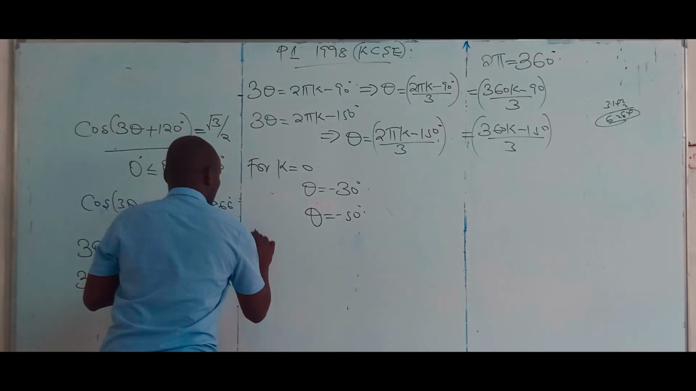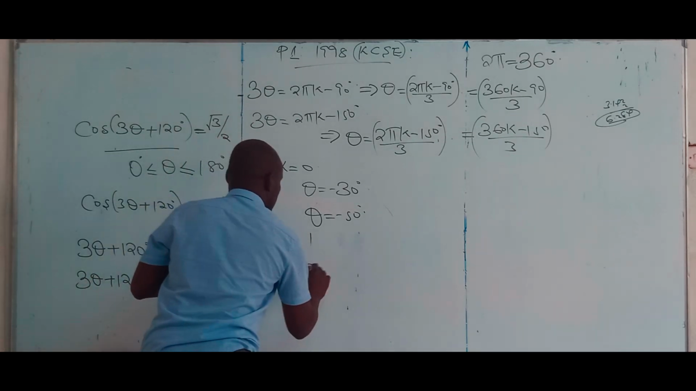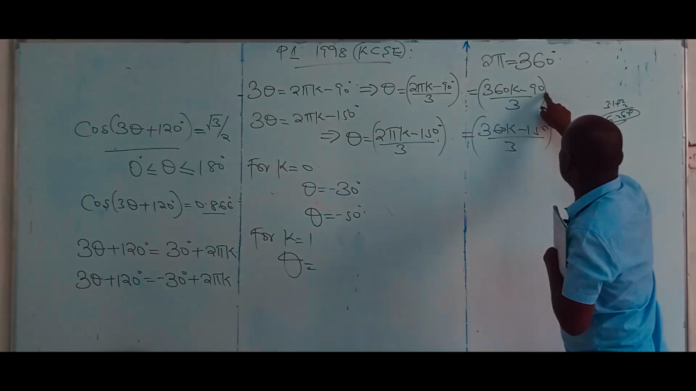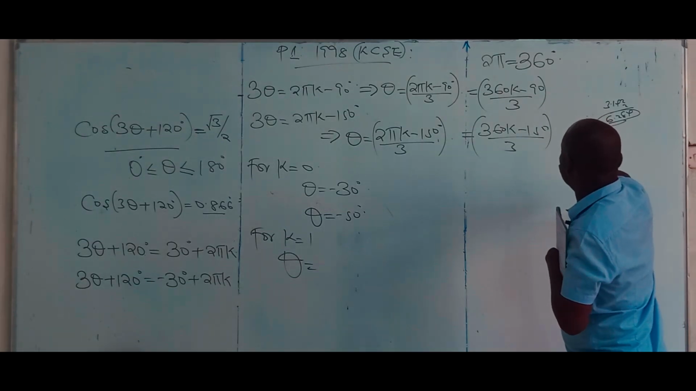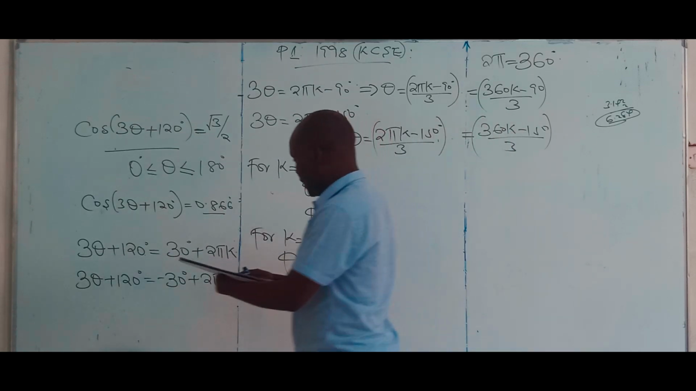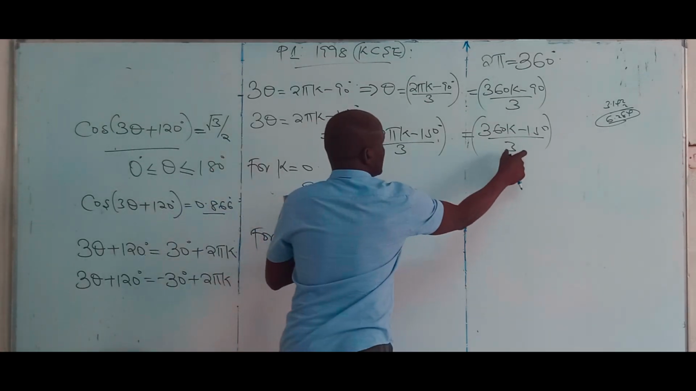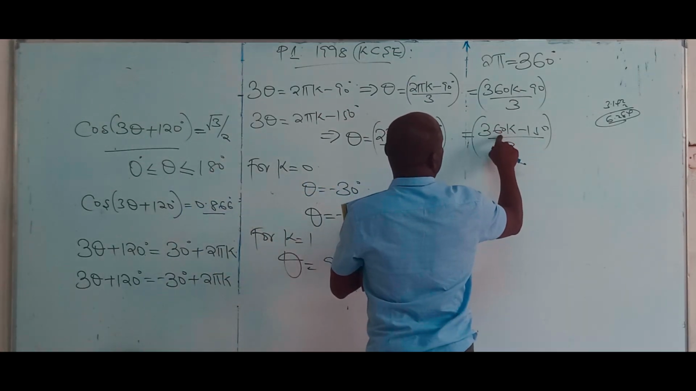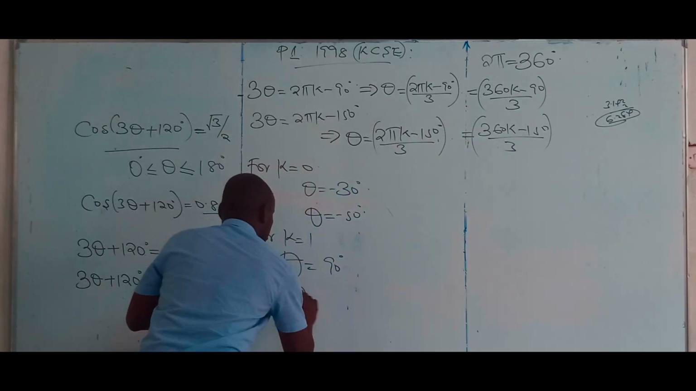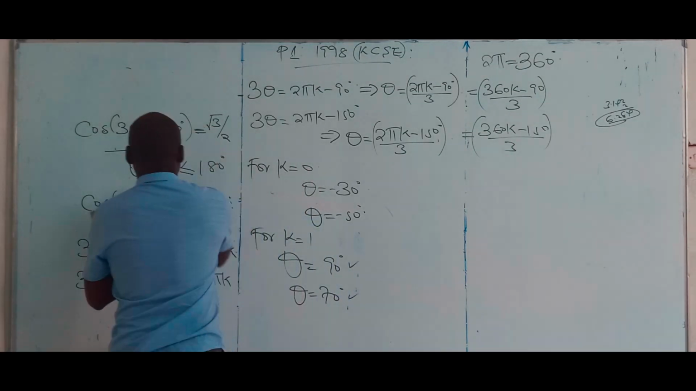So we check for k equal to 1. For the first case, theta is (360 minus 90) over 3; 360 minus 90 is 270, and 270 over 3 is 90 degrees. For the second case, it is 360 minus 150, which is 210, over 3, which is 70 degrees. So already we have two values, 90 and 70, which are between 0 and 180.